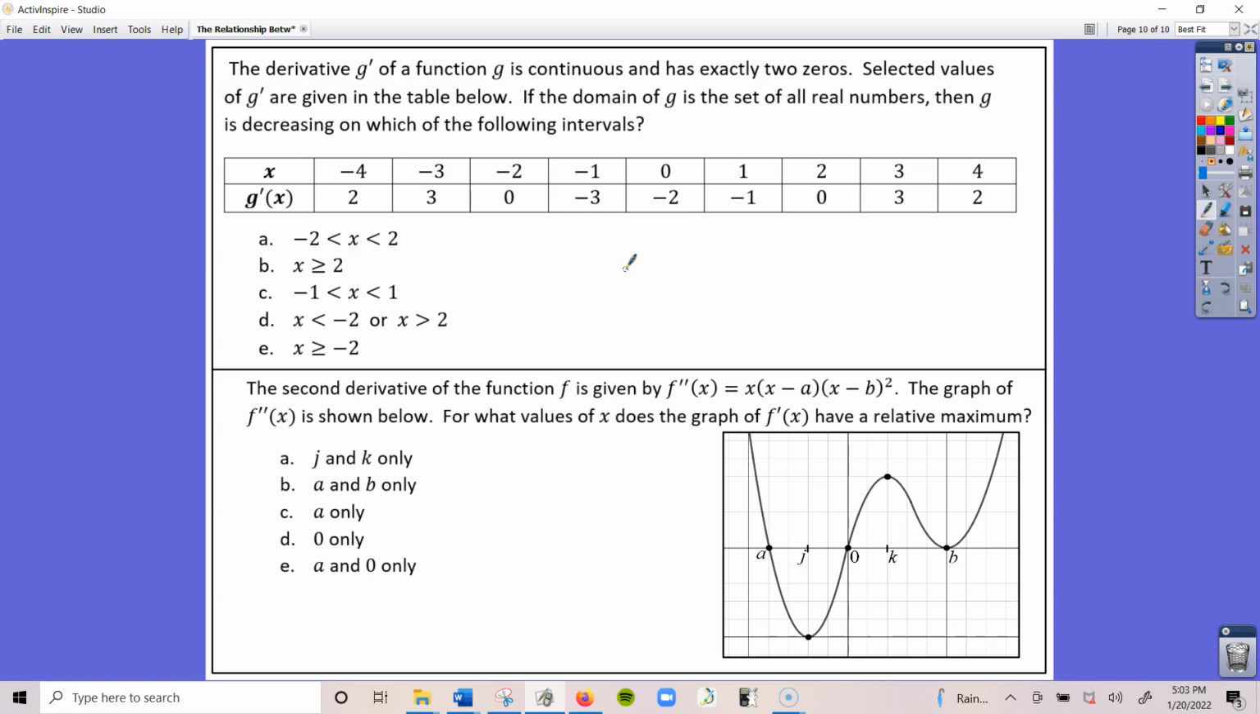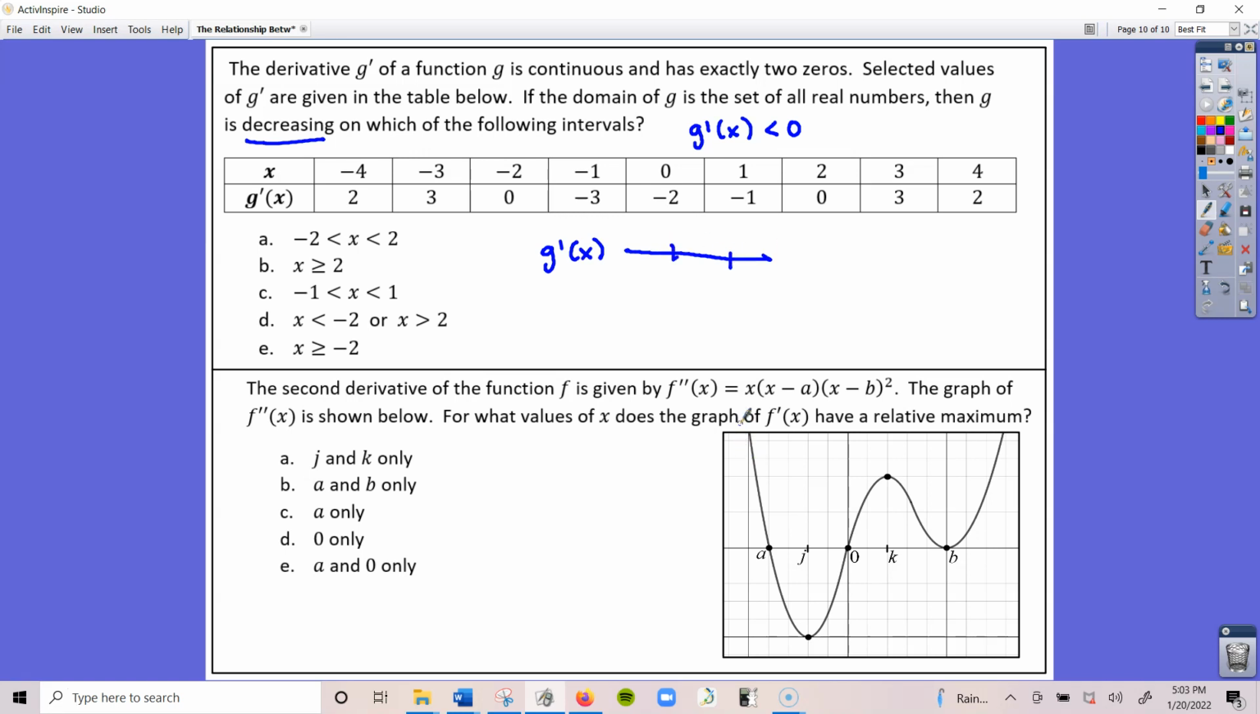If the domain of g is the set of all real numbers, then g is decreasing on which of the following intervals? Okay, so what this means, if the domain of g is the set of all real numbers, is that the graph opens forever left and forever right, so the domain is negative infinity to infinity. That's all that means. To figure out if it is decreasing, it's decreasing as long as g prime of x is less than 0. On this chart, we have all of our x values and we have all of our values here that are important for g prime.